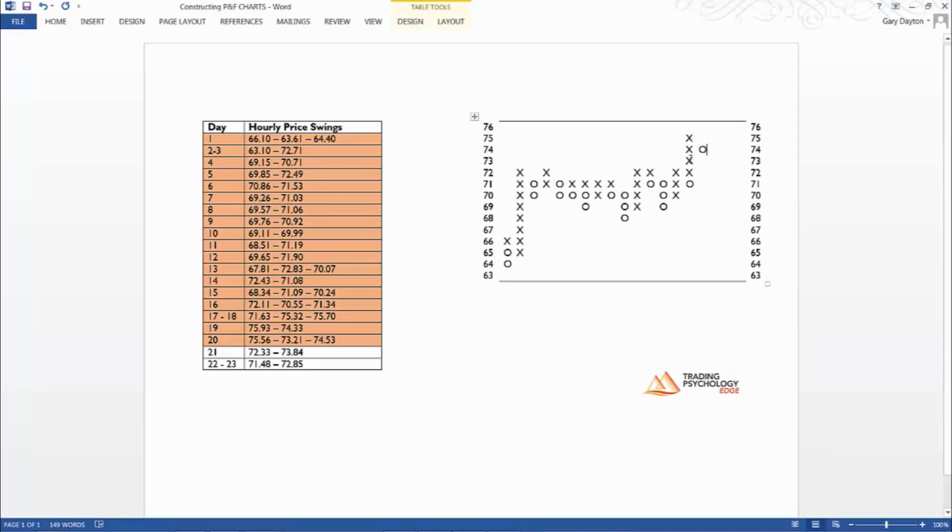We already have 74 in our column, so we start a new column, 74. What's the low here? 73.21. So we stop there because we didn't get the full figure down to 73. And then it rallies up to 74.53. And again, we stop here at 74 because we didn't move a full figure. So that's it for the point and figure chart for that day.